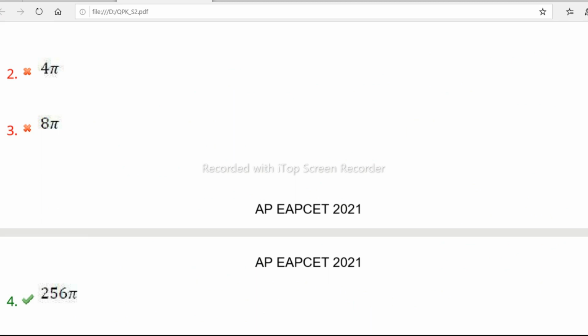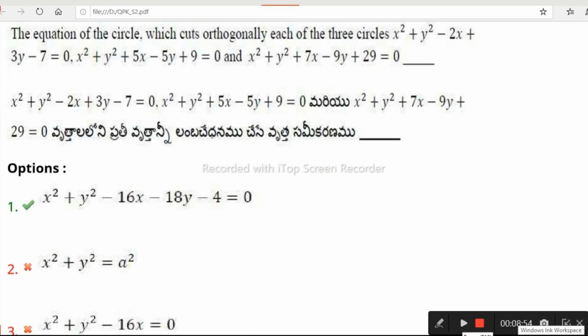So now look forward the next question. We can observe this question. The equation of a circle which cuts orthogonally each of the 3 circles. 3 circles ని cut చేసే circle equation కావాలి. మామూలుగా ఇది ఐపీ మెథడ్లో చేస్తే చాలా లెంగ్త్ అవుతుంది. అందుకే నేను ఏం చేస్తున్నా, జస్ట్ ఆప్షన్ వెరిఫికేషన్ చేద్దాం.